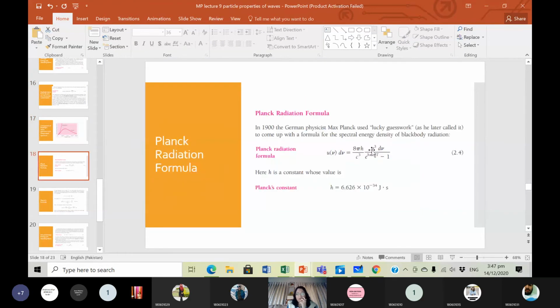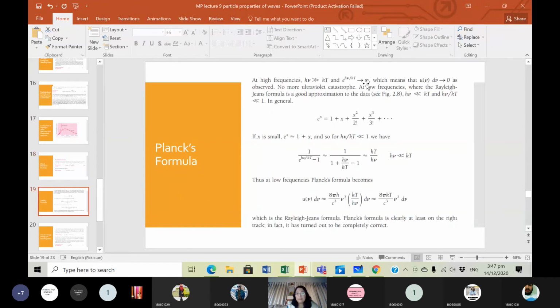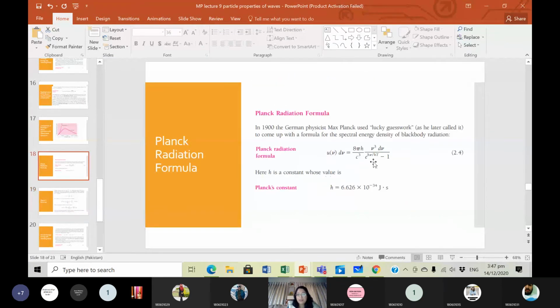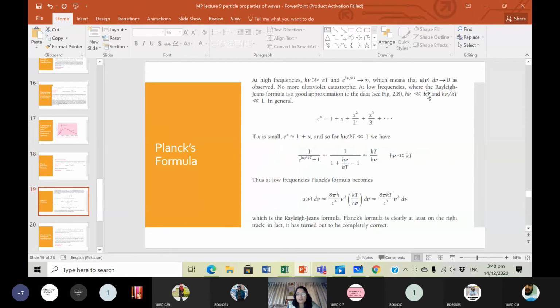So this exponential correction works for us, because as nu goes very high, like infinity, this term will also go to infinity, which means that if we put infinity back in this formula, we will get 0. So it works here for us. The energy density would go to 0 as observed. So we don't have any ultraviolet catastrophe anymore.